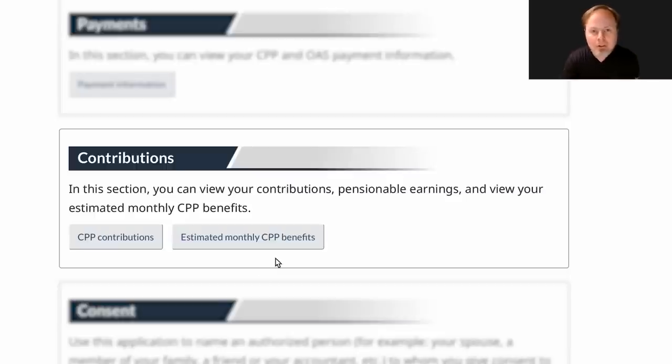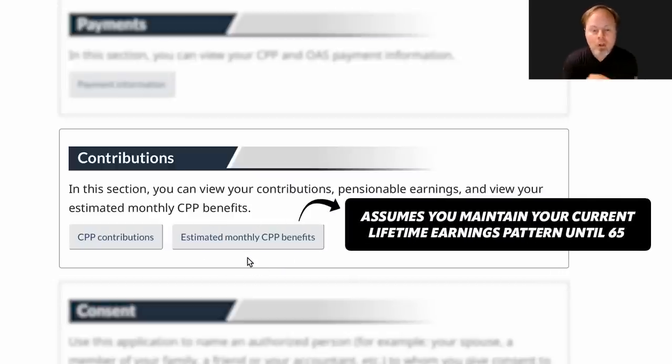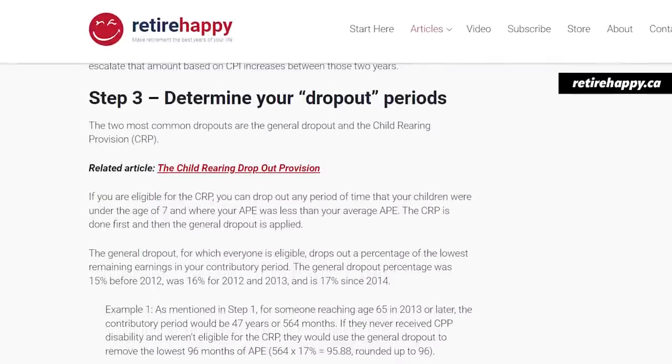Now, the challenge here is, let's say you're 57, you're thinking about retiring early. The estimated monthly benefits will assume that whatever money you've been making in the past will continue until you're 65. So if you stop working at 57 or 60, you won't have those remaining contributions. I know we've touched on this a little bit in previous videos. And as well, you'll have less of a dropout period.